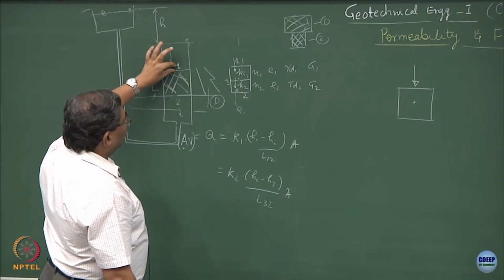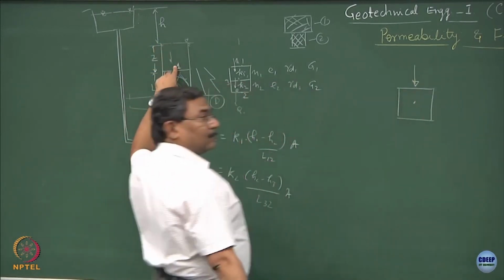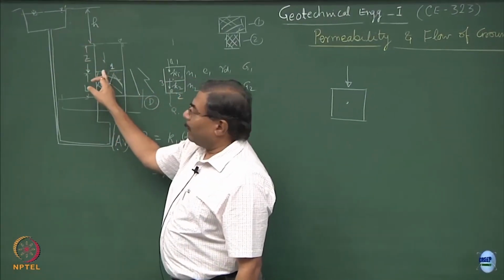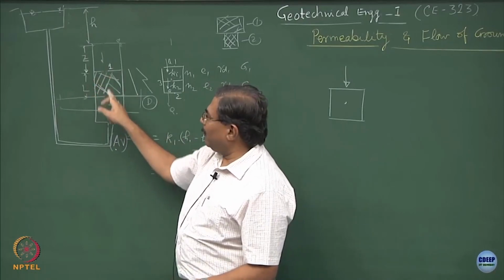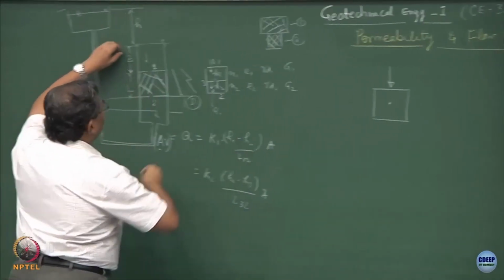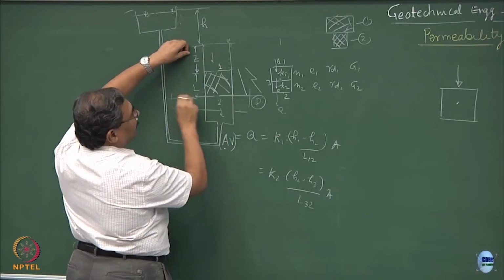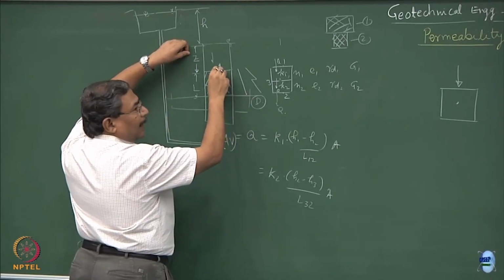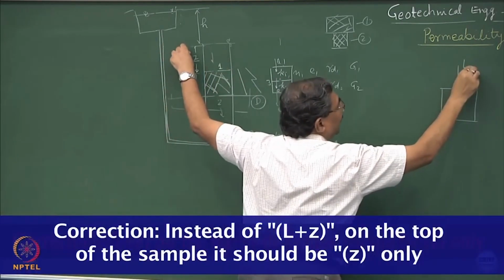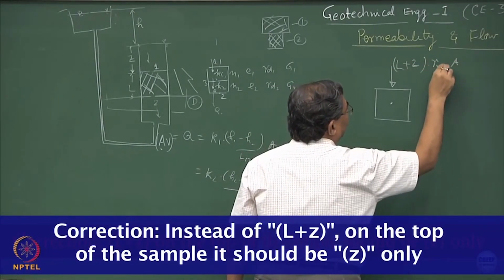What is the total head at point 1? H, total head. This H is not directly connected to point 1. There is a dampener in between which is the soil mass, clear. So, at this point elevation head is known, L. If you are putting the datum over here, at this point the pressure head is Z. So, total is L plus Z into gamma W into A. Is this part clear?